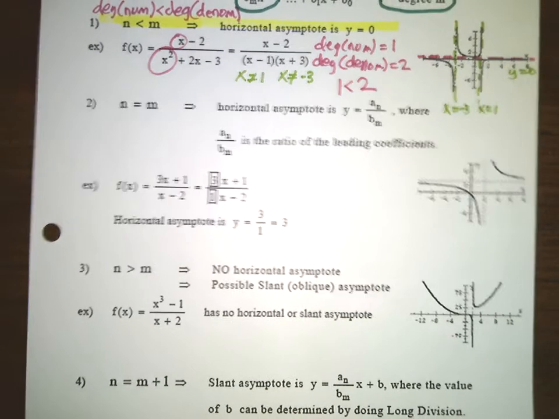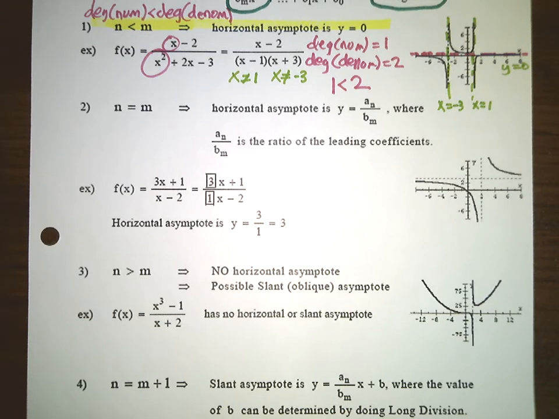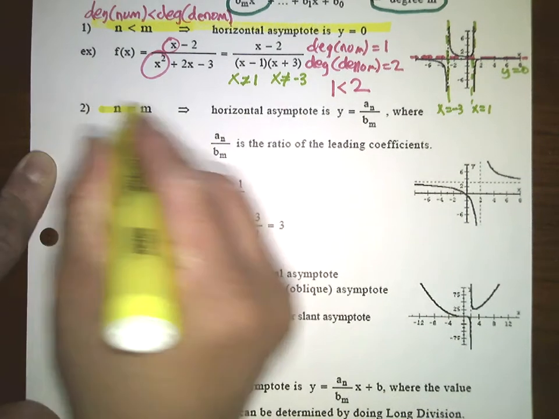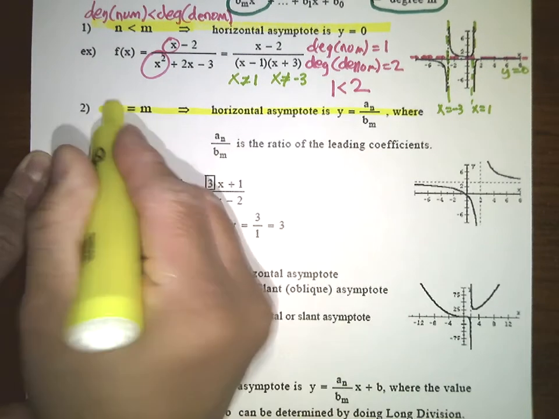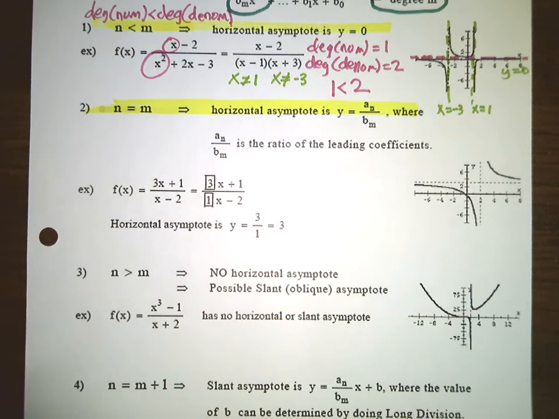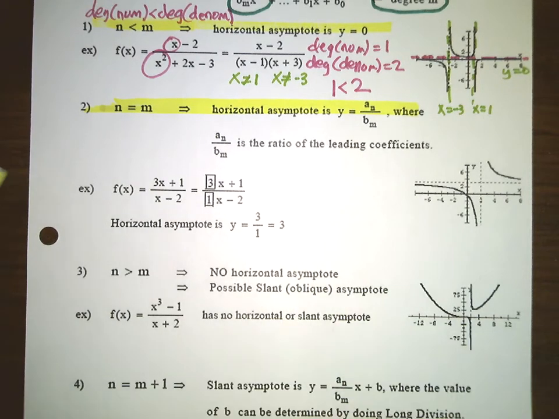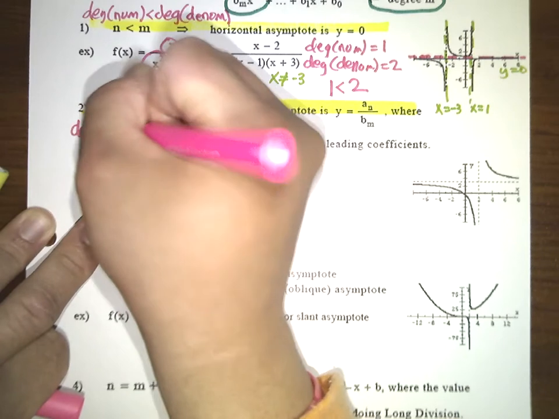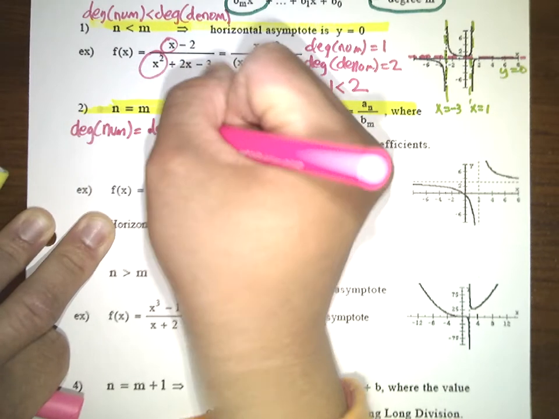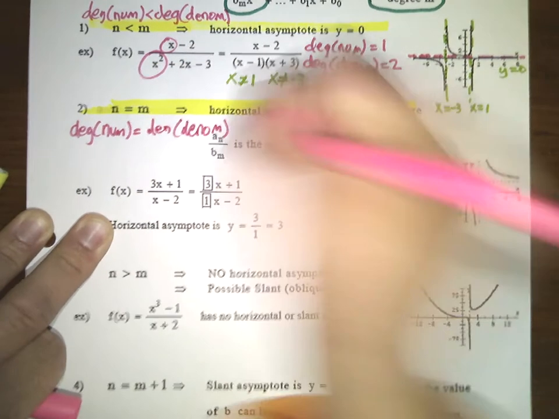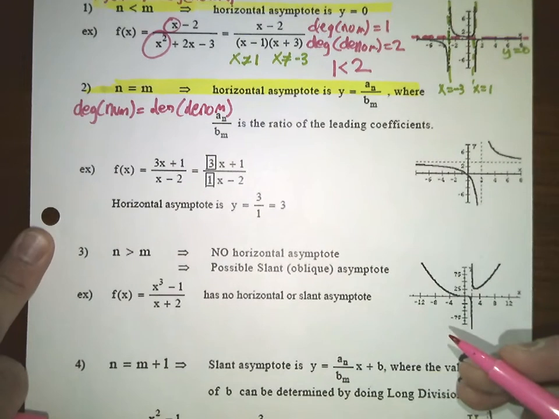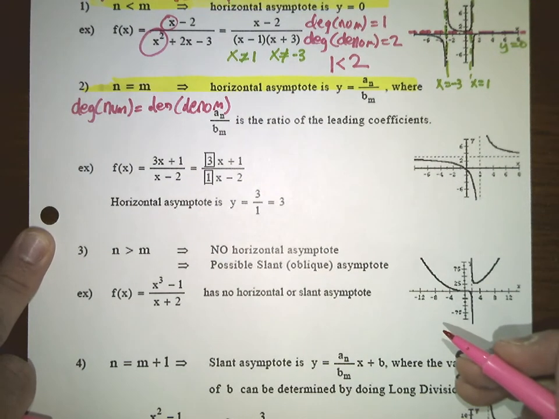So these were not really, in my opinion, very difficult to find. You just had to know what to look for. All right, now, if the degrees are equal, then the horizontal asymptote is the ratio of the leading coefficients. So that would be, again, if the degree of the numerator equals the degree of the denominator, then the horizontal asymptote is just the ratio of the leading coefficients.